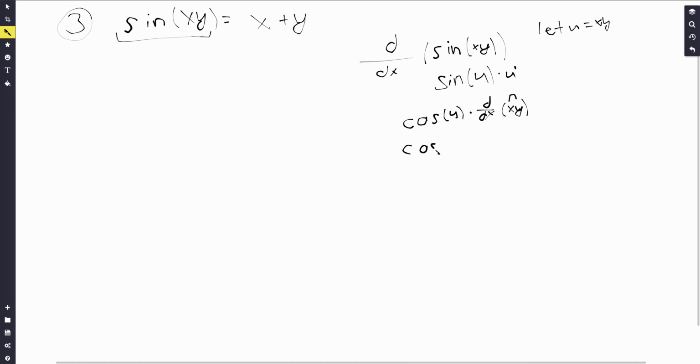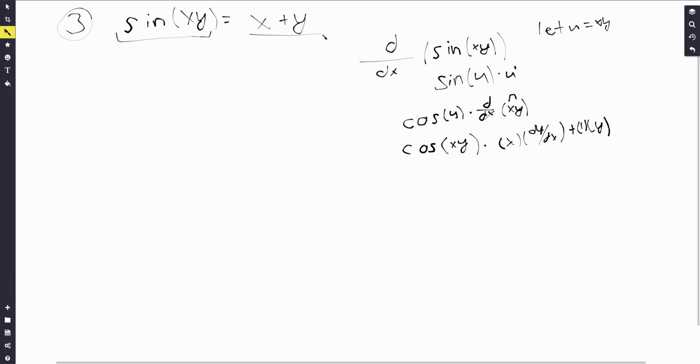So cosine, I'm going to replace the u back with xy, and then times this part, which would be x times dy over dx plus 1 times y. Okay, that would just simply be our left side of the equation.